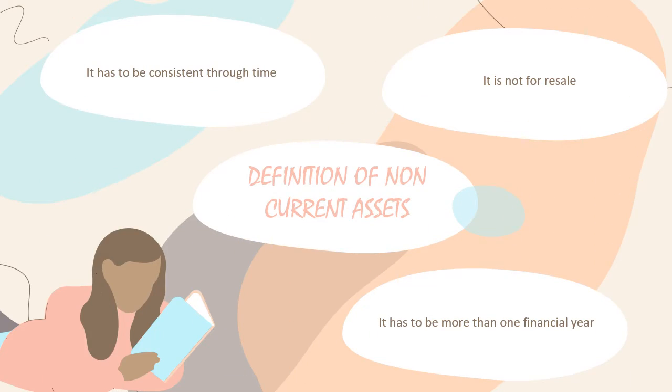Firstly, I will start off by talking about the definition of non-current asset. First, the non-current asset has to be consistent through time. We bought the non-current asset not for resale, and also it has to be more than one financial year.